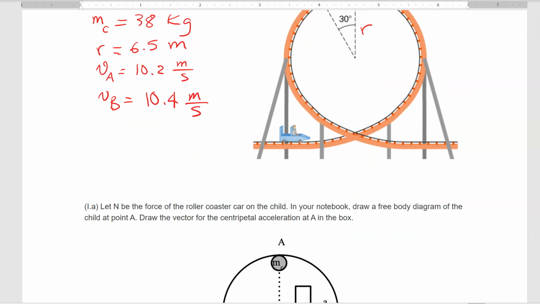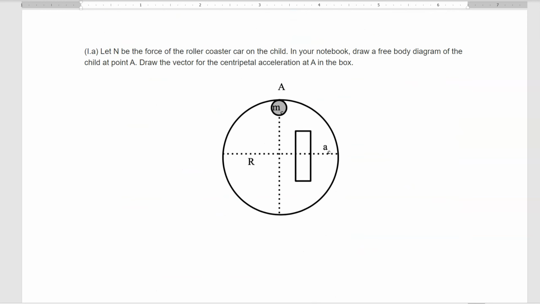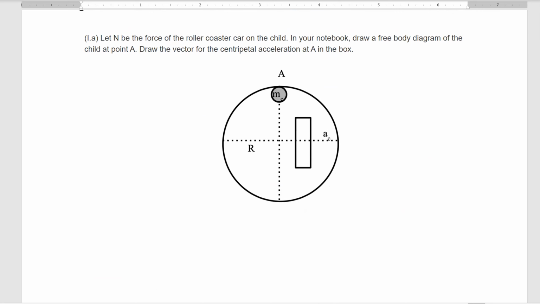So I'm going to scroll up here to go to the next part of this problem. That's where they're asking us to draw the free body diagram at point A specifically. So this problem is occurring on planet Earth. We would automatically put the force of gravity. So the child is experiencing that force. So this is the force of Earth on child.